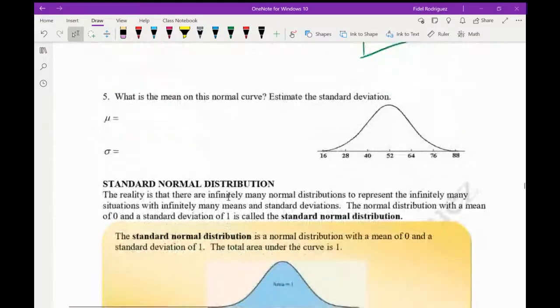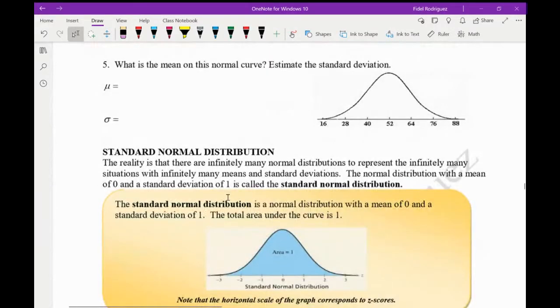So let me keep going here. Let me scroll down a little bit further. And we're going to do exactly the same thing in this next problem, okay? So we're going to look for the same type of approach. We're going to say, what's the mean on the normal curve? And we're going to try to find our standard deviation.